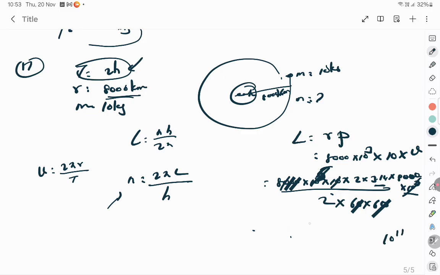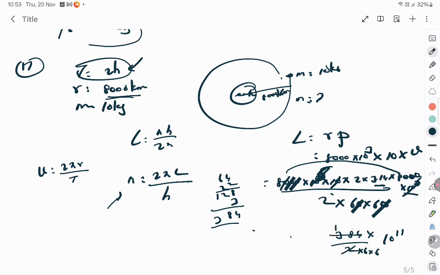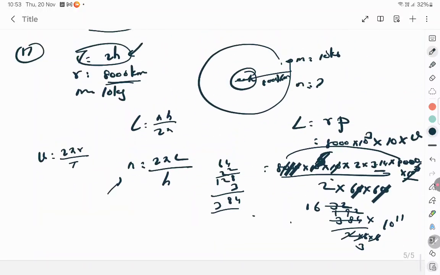You're left with 8 2s are 16, 8 8s is 64, 64 into 2 is 128, into 3. 8 3s are 24, 3 2s are 6, 7, 8, 384. So 384 divided by 2, 2 into 6 into 6. We could have cancelled this. Anyway, we'll cancel now: 6 3s are 18, 6 2s are 12. So you get the angular momentum to be 16 by 3.